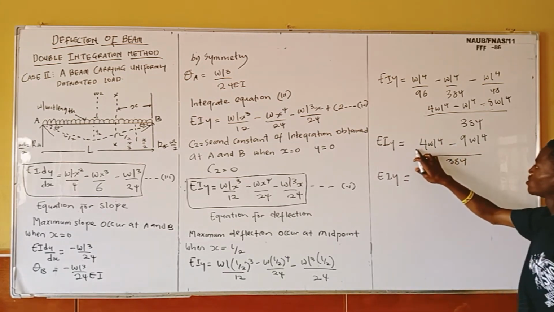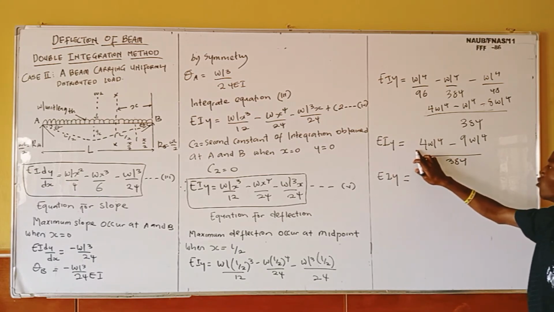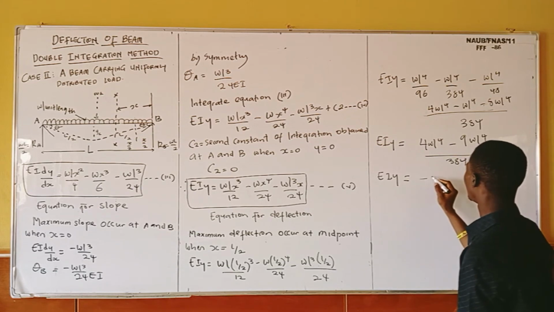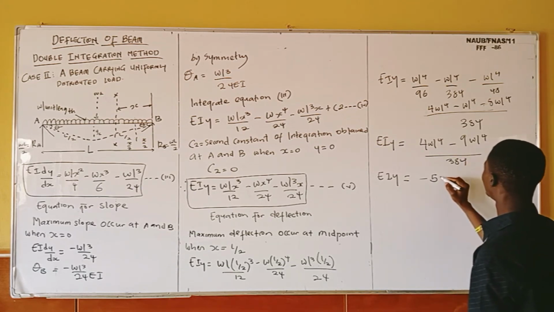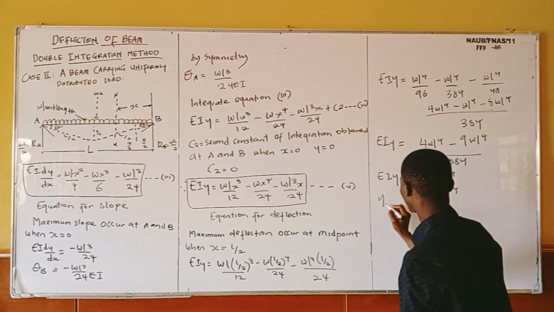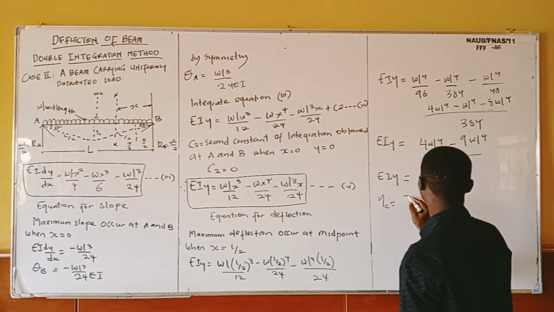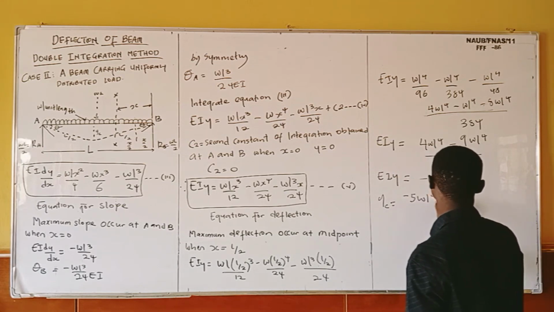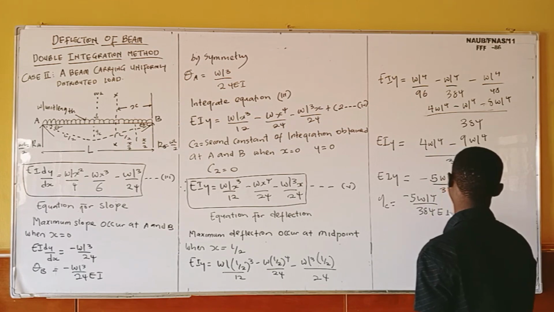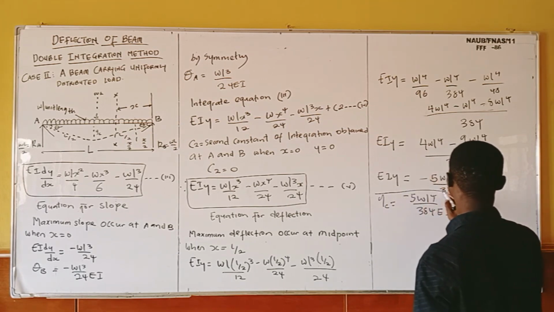So EIy is going to be positive WL⁴ minus 9WL⁴, which gives us minus 5WL⁴ over 384. So now our y maximum is minus 5WL⁴ over 384EI.